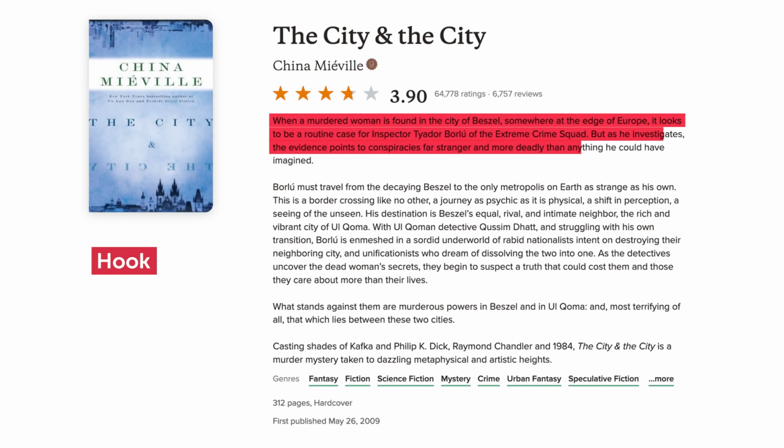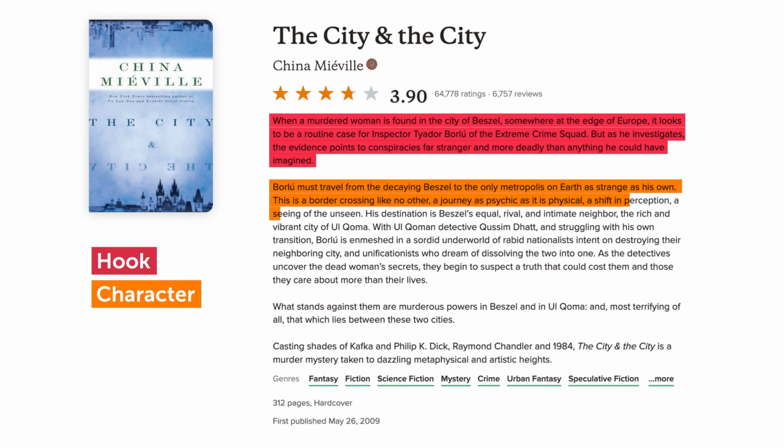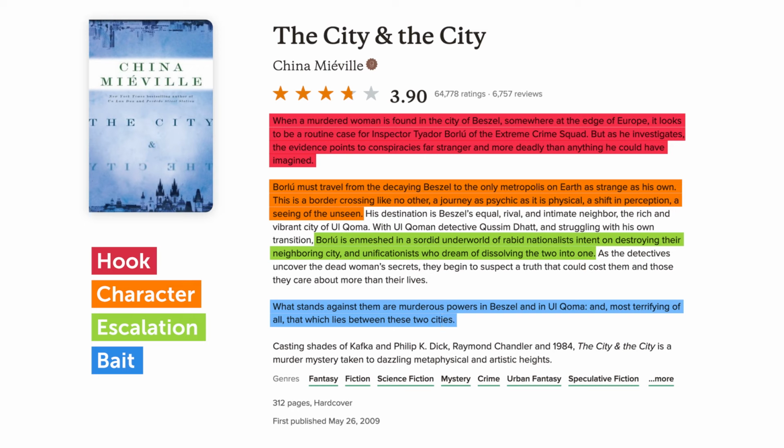Check out the back cover of some of your favorite books, and you're bound to identify some iteration of the 4-part structure that we mentioned. Let's look at an example. Here's the book description for The City and the City by China Miéville. It's 155 words and manages to capture our attention while also giving us a good idea of what to expect. You can see a clear use of hook, connection, escalation, and bait.